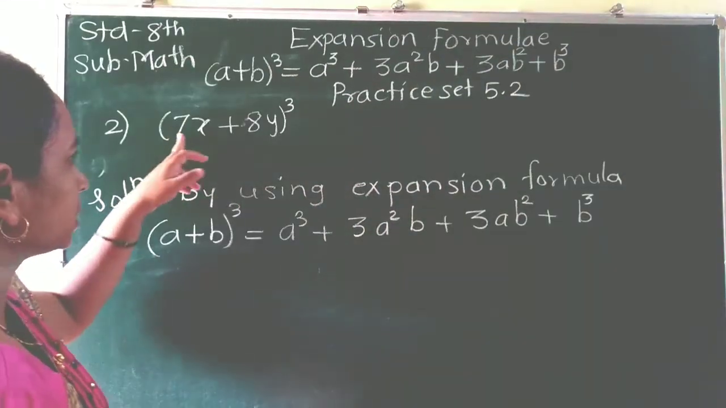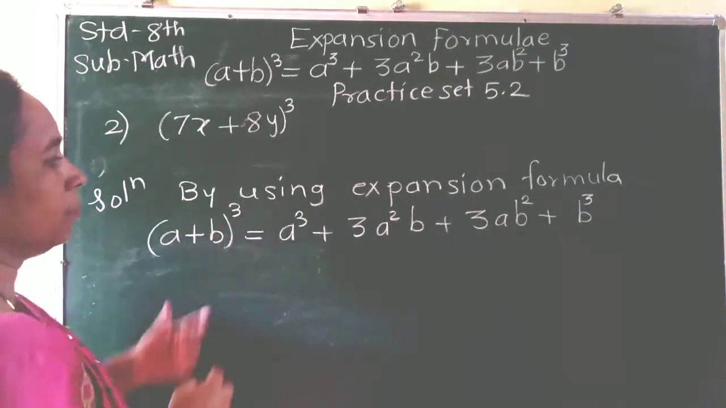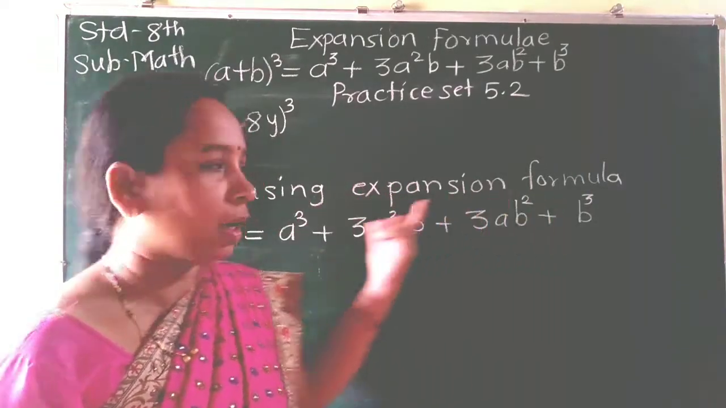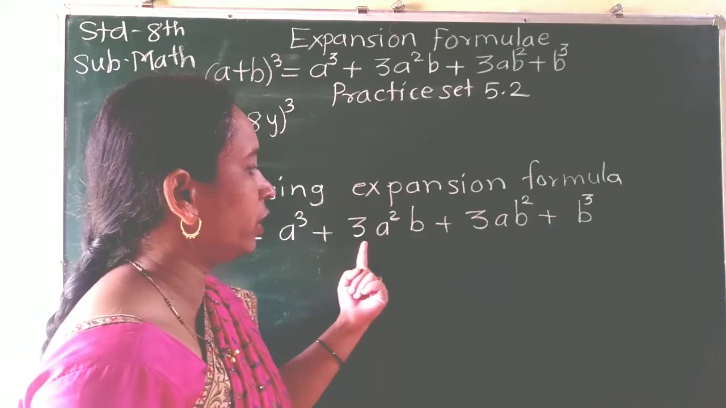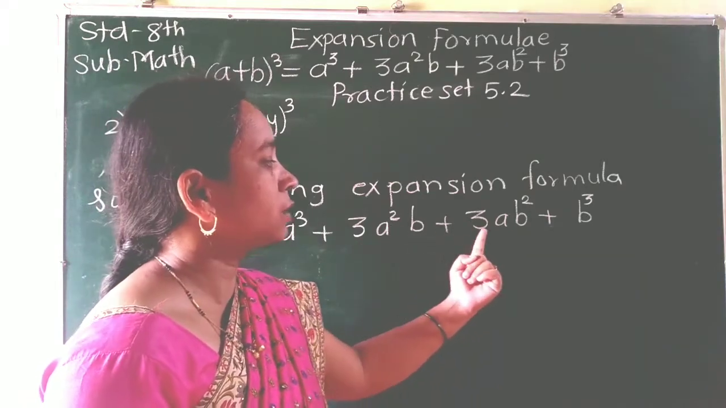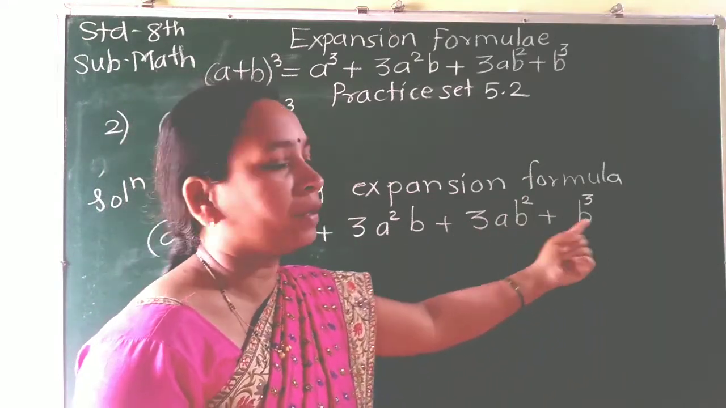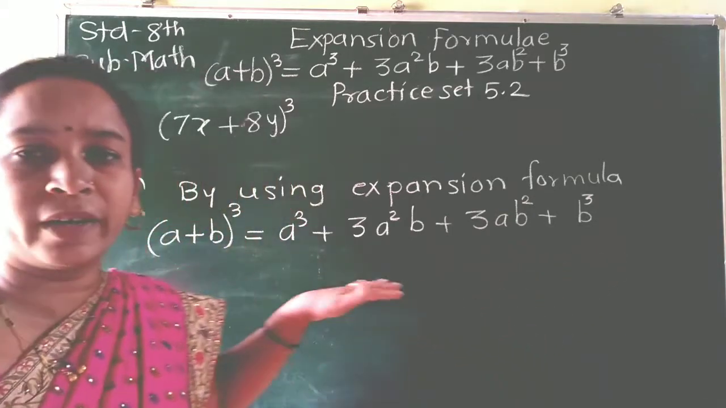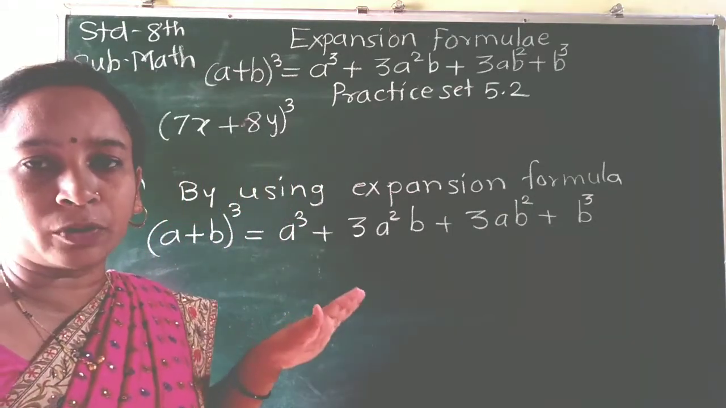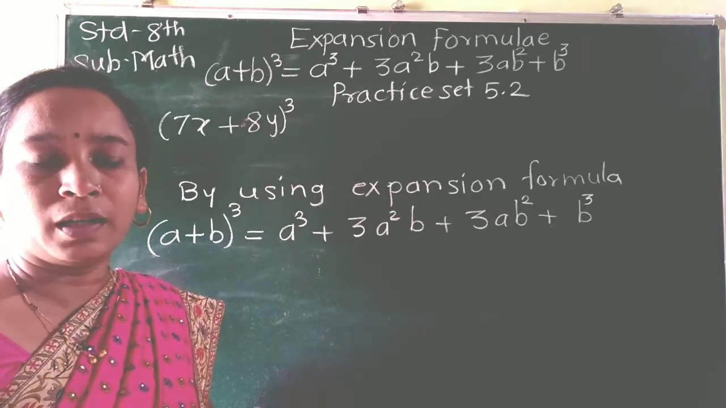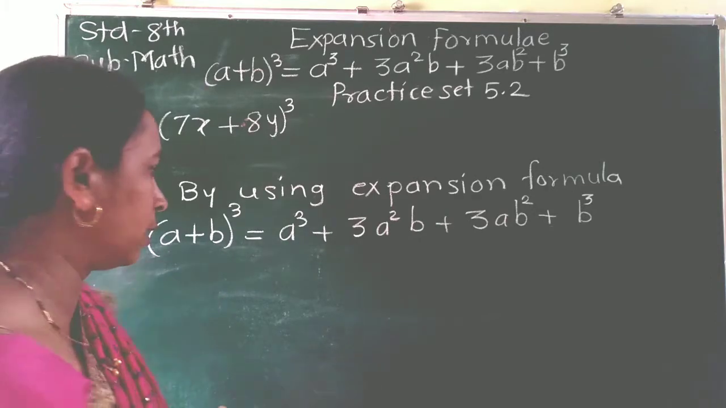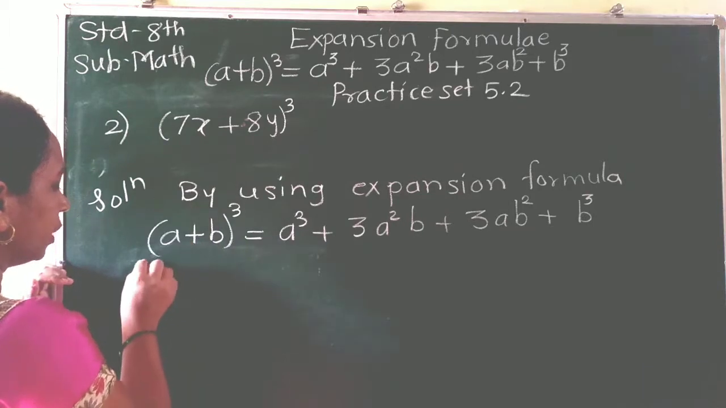Second example, (7x + 8y) cube. Again by using the expansion formula, (a + b) cube is equal to a cube plus 3a square b plus 3ab square plus b cube. Students, reading of the formula is also important. If you know how to read the formula, it will help you to understand the formula very quickly. I'll write this below this.